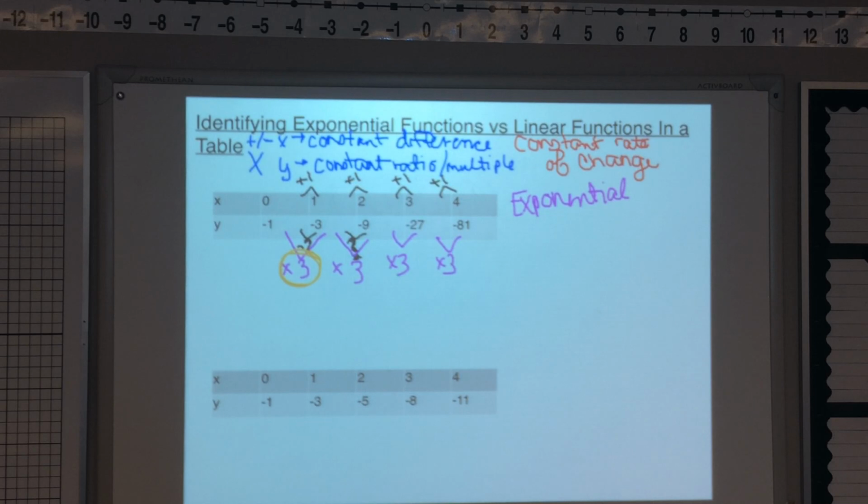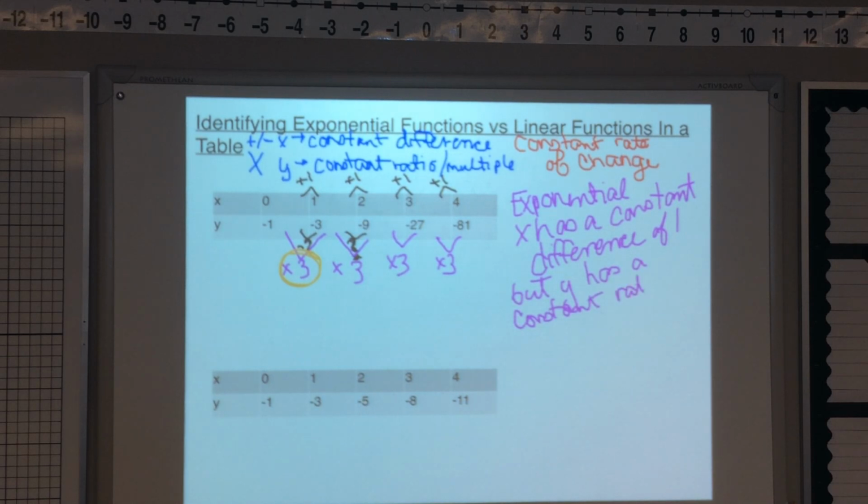That's because our x has a constant difference of 1, but y has a constant multiple or constant ratio of 3. I don't care which word you use, ratio or multiple. Making it that exponential function.